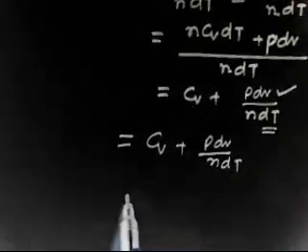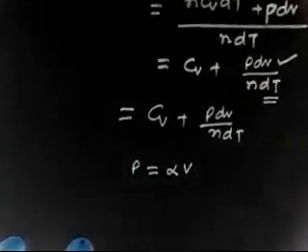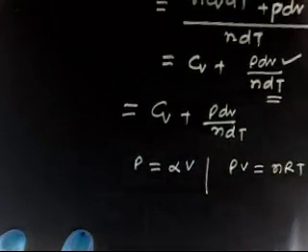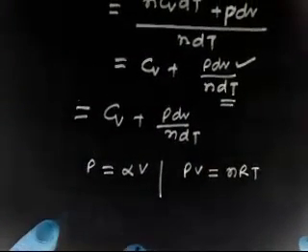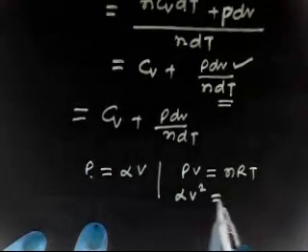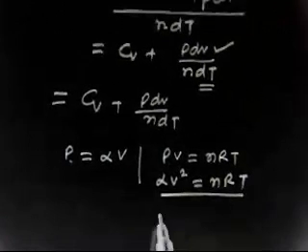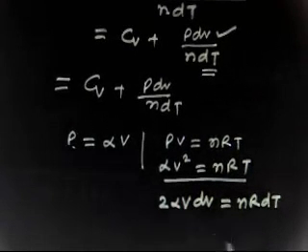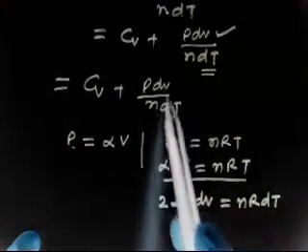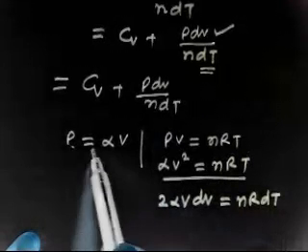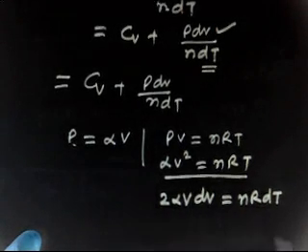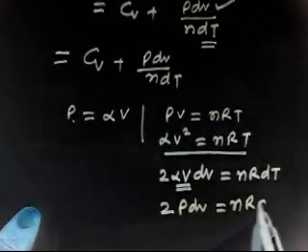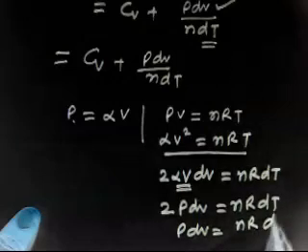Now we have the equation P is equal to alpha V. If I apply this in PV equals nRT, I want P dV in terms of dT. If I plug the value of P, this becomes alpha V square equals nRT. Now if I differentiate this equation, this becomes 2 alpha V dV equals nR dT. Why am I doing this? Because I want to convert dV into dT so that I can cancel it. Now alpha V is nothing but P, so 2 into P into dV is equal to nR dT. So P dV is nothing but nR dT divided by 2.